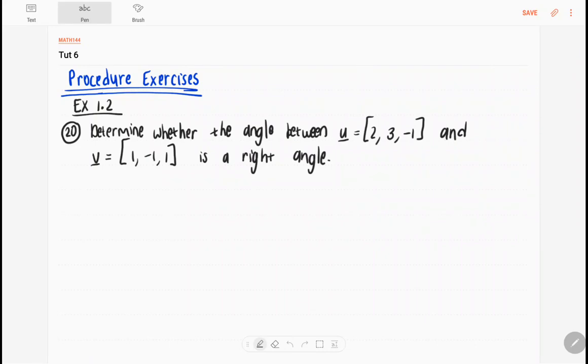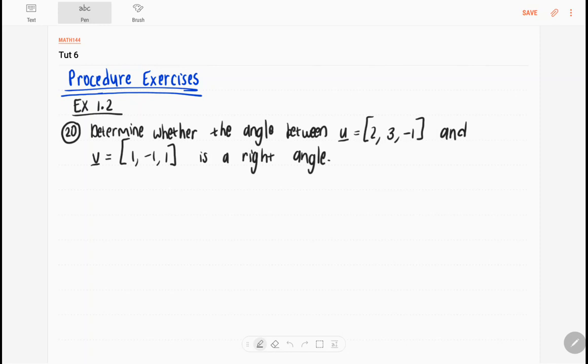We are firstly looking at exercises similar to the procedure exercises, and we are starting with the exercises under section 1.2, number 20. It says, determine whether the angle between U and V is a right angle. So that is very straightforward.